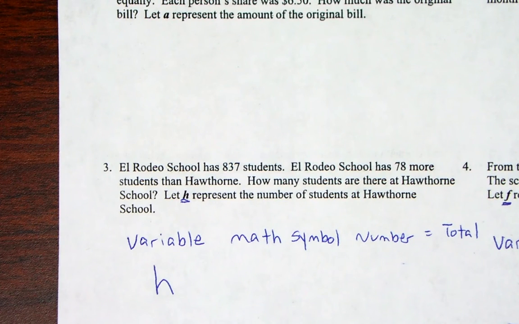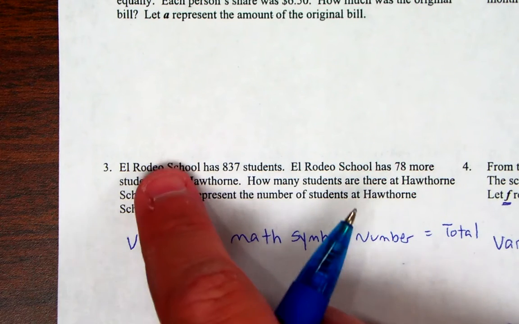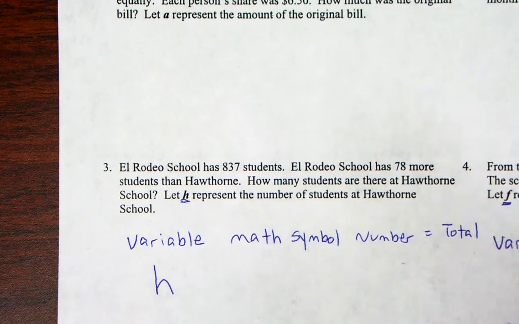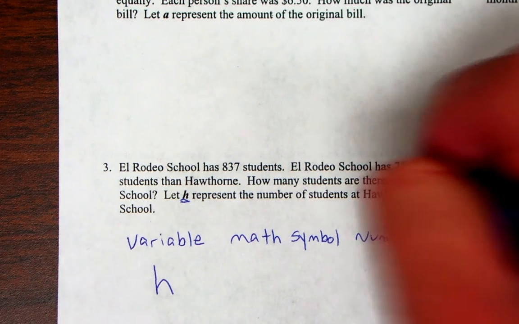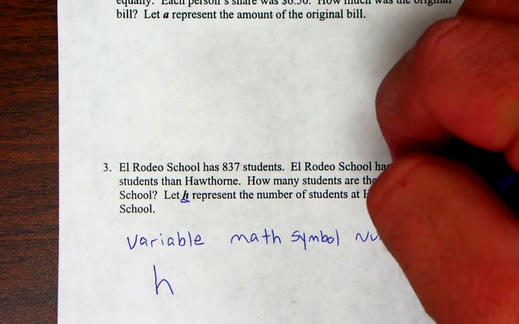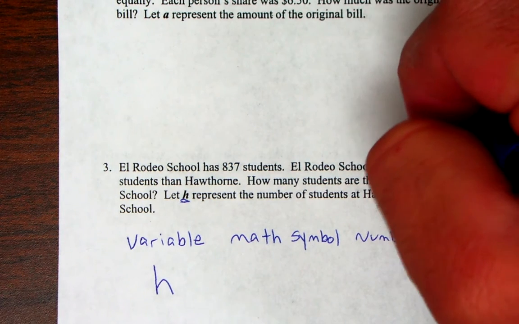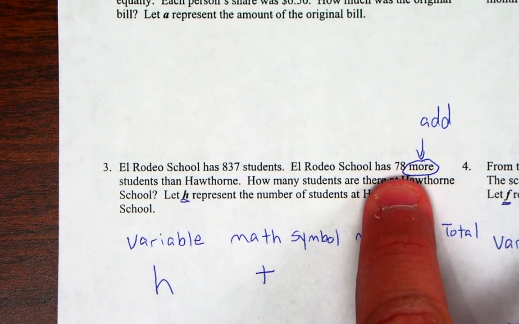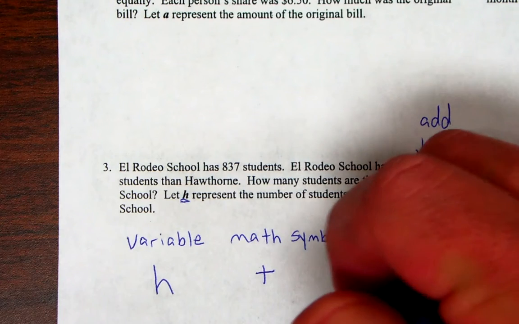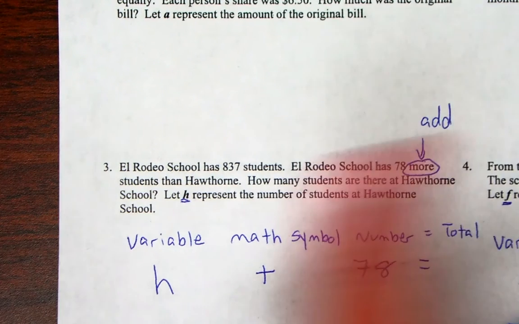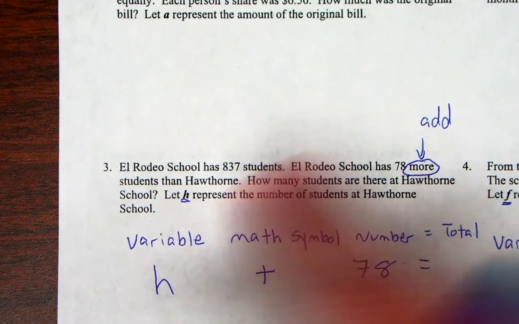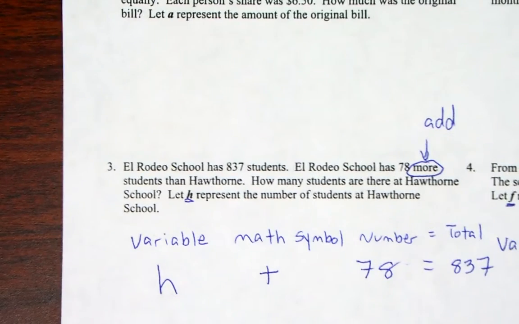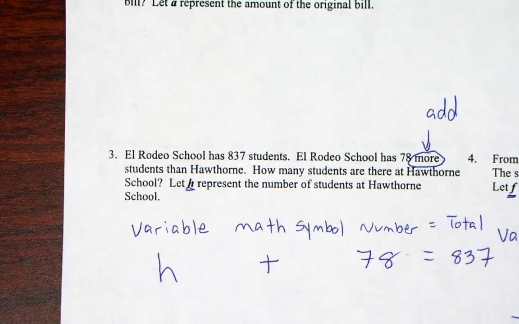Now we need our math symbol. El Rodeo has 837 students. El Rodeo has 78 more. Here's our keyword, more. If you have more, that means you have to add. Well, we have to add 78 students. And that's going to give me a total of 837. Bam! Wrote my equation. Now let's go solve it.